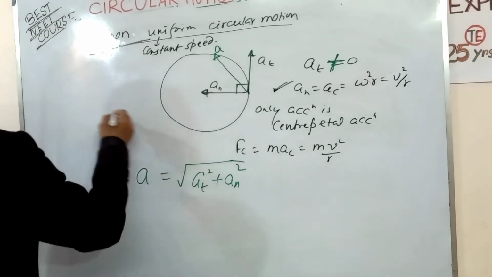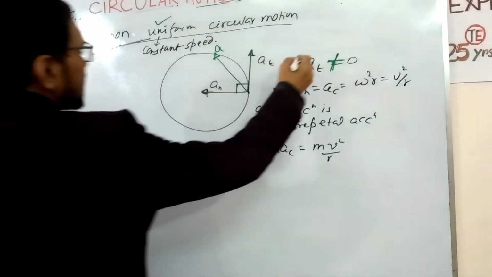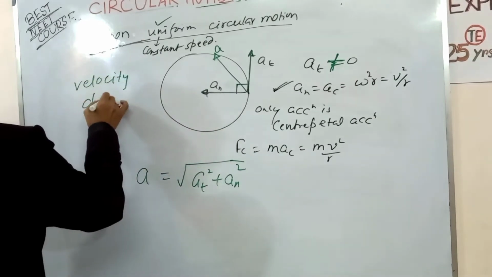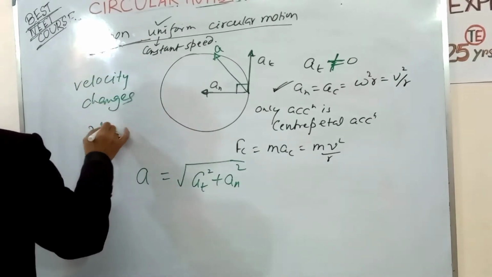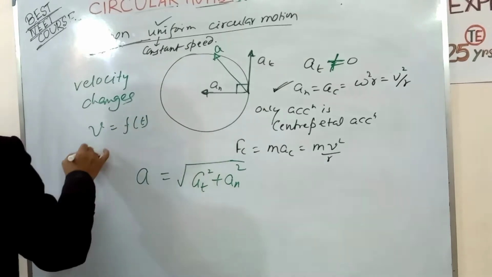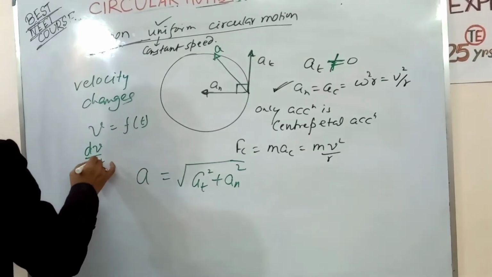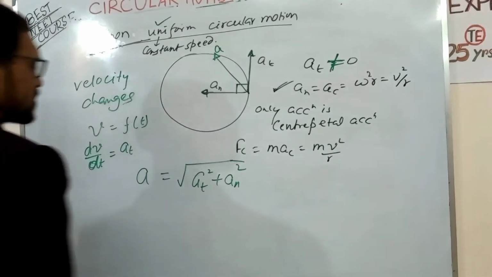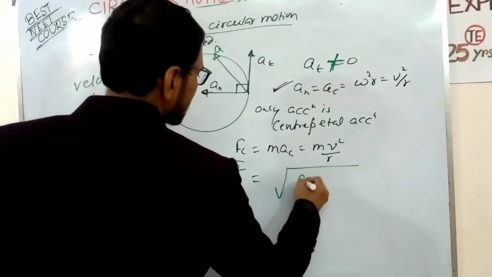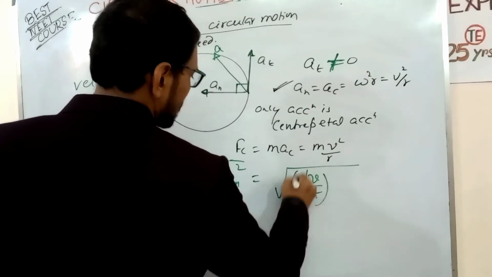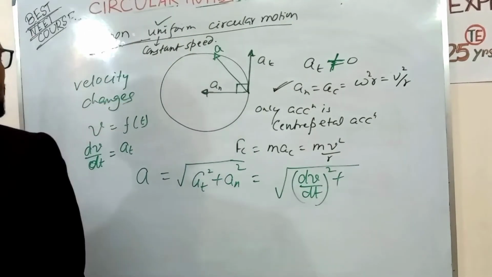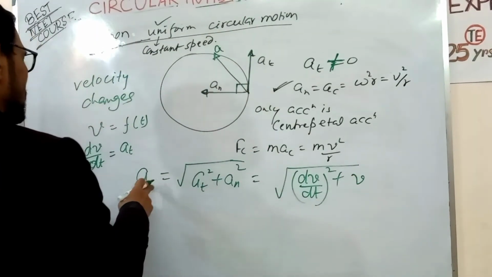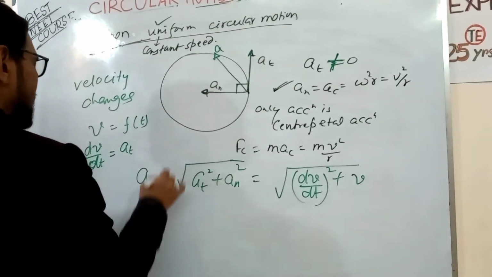Now what is at? As it is non-uniform, here velocity changes, and suppose velocity is a function of t, so dv by dt equal to at. So tangential acceleration will actually be dv by dt. So put here dv by dt whole square plus normal acceleration, which is equal to v square by r. Suppose at a moment you have to calculate the acceleration at a particular time.